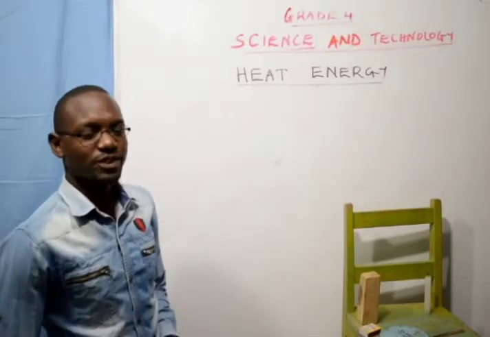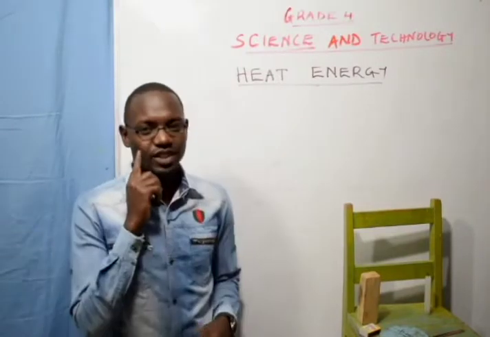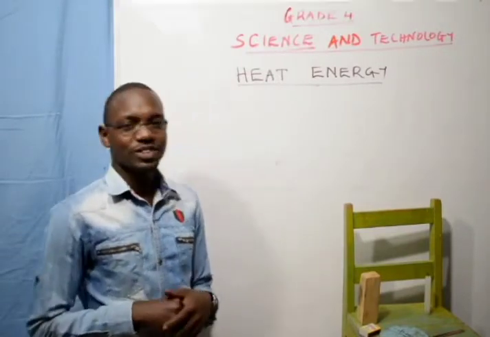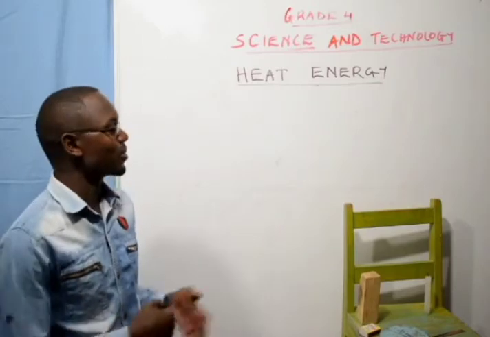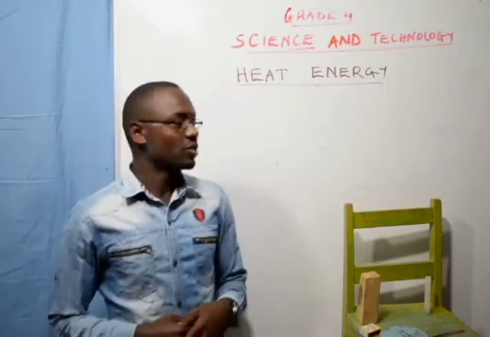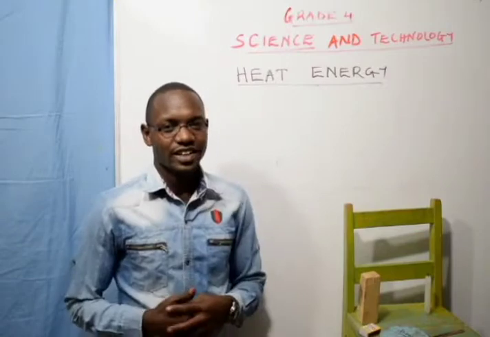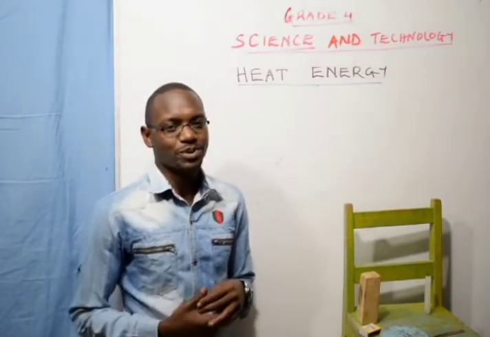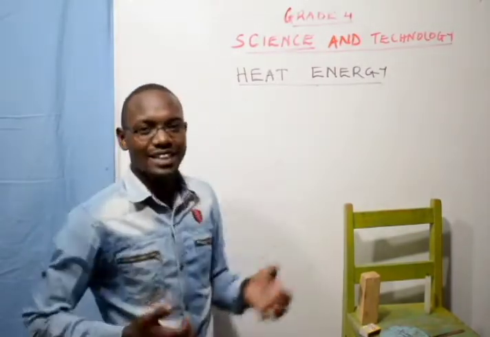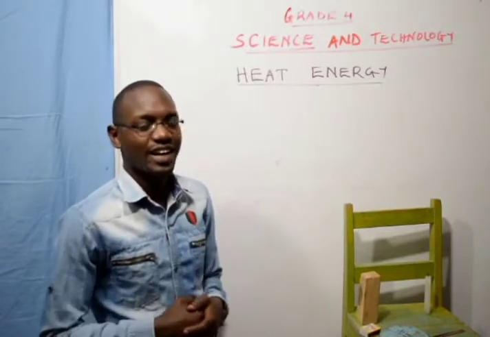Hello, grade 4 pupils. Welcome again to today's lesson. We looked at light energy. We said that light is a form of energy produced when objects burn. So we still have heat energy. Heat energy is still a form of energy that is produced when objects burn. Anything that burns will produce both heat and light.